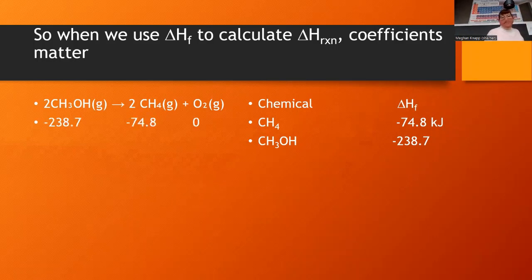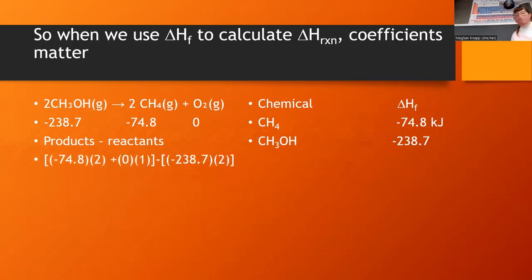So we just identify where the enthalpies of formation are for each of these. Notice that for the pure element oxygen, it's 0. And we're going to do products minus reactants, but each of the products and reactants has to be multiplied by its coefficient. So the energy of the methanol, which is the reactant, is going to be multiplied by 2, and the energy of the methane is going to be multiplied by 2. And so that ends up looking like this.